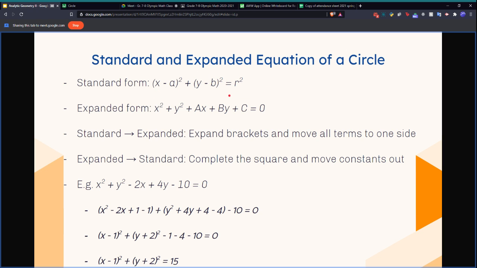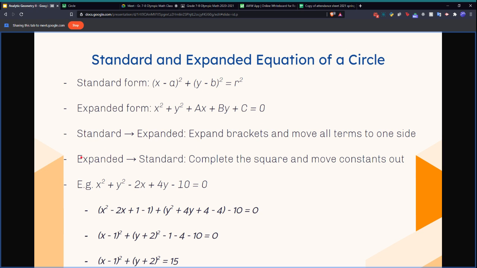If you want to convert between these two forms, let's look at standard form to expanded form. This is fairly straightforward. You just expand the brackets: expand (x - a)², and also expand (y - b)². Then you move all the terms to the left side of the equation. Once you get r squared, you also have to move that to the left.